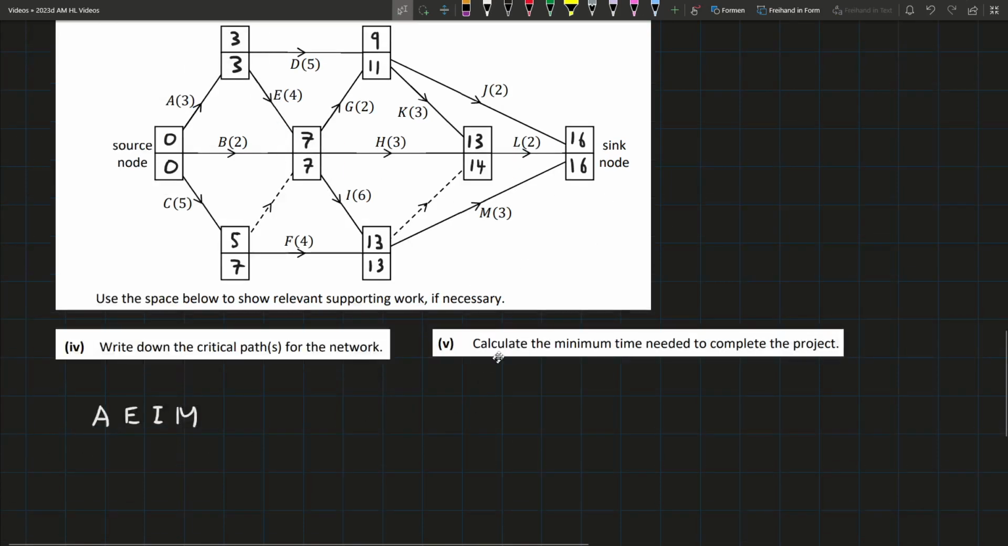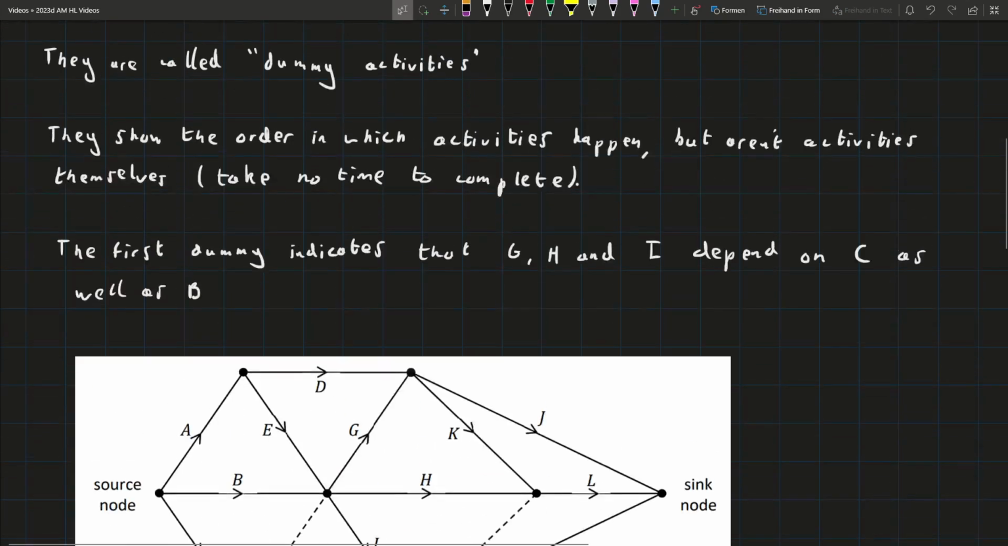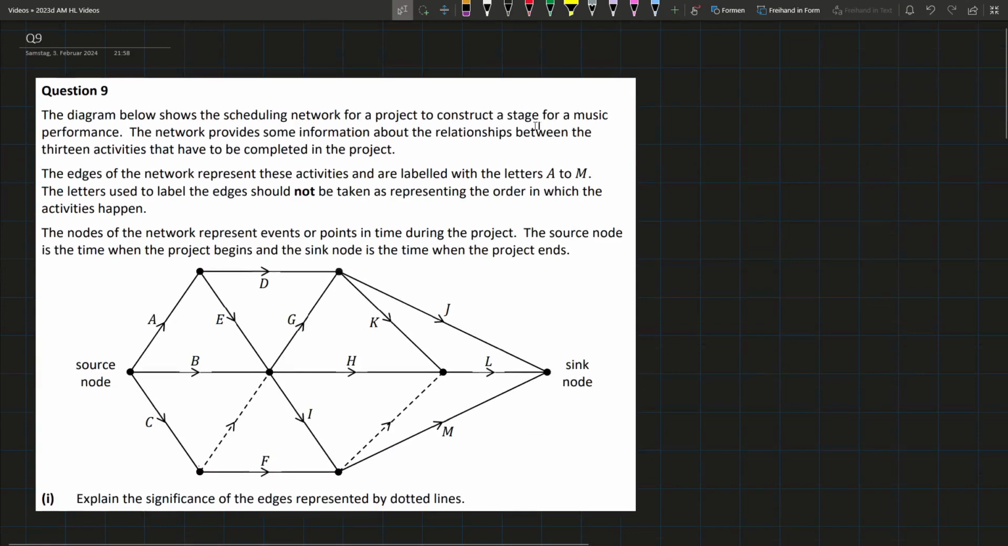In part 5, it says the minimum time needed to complete the project. Well, we can see it's 16 here. I think I was saying days earlier, but I didn't actually check. Up here, it says, it should say information about the relationships.